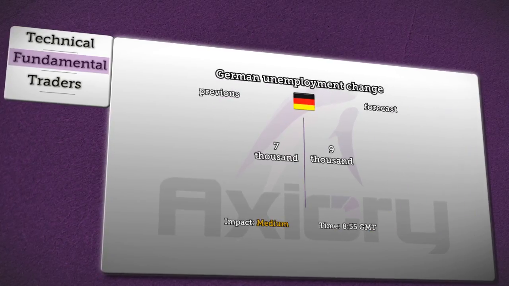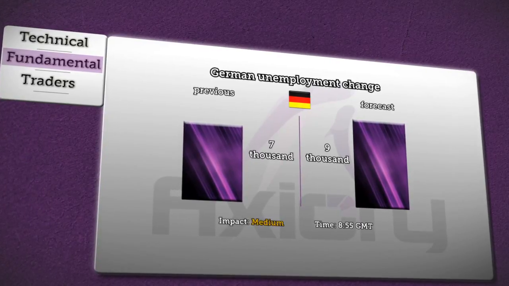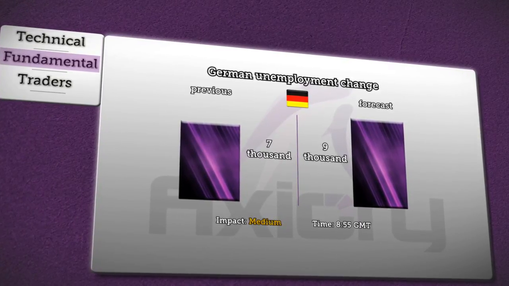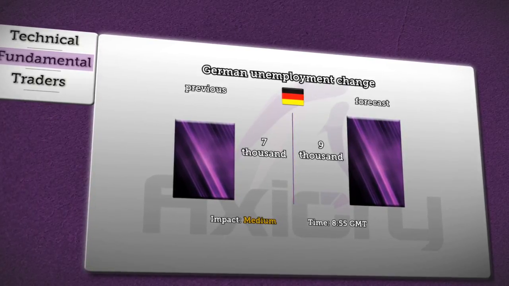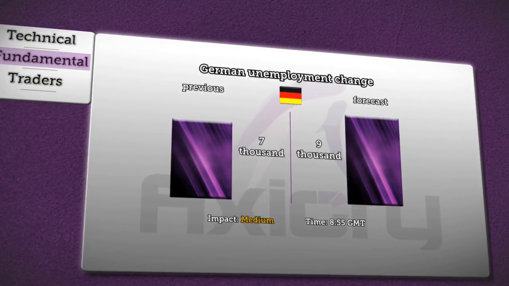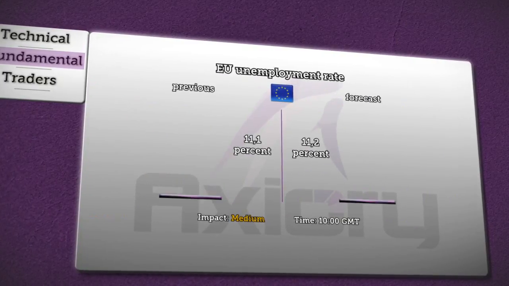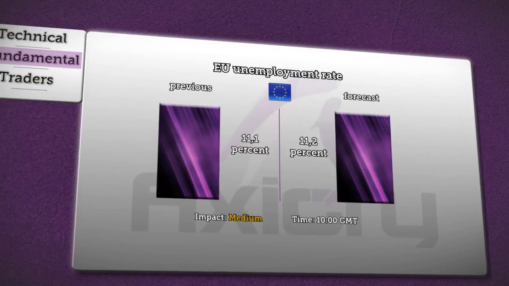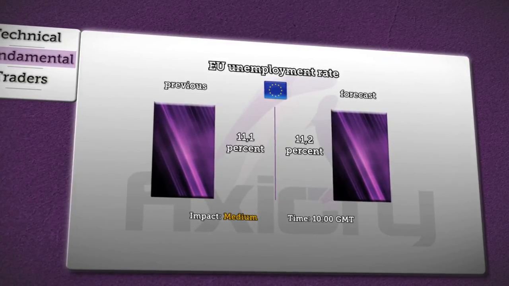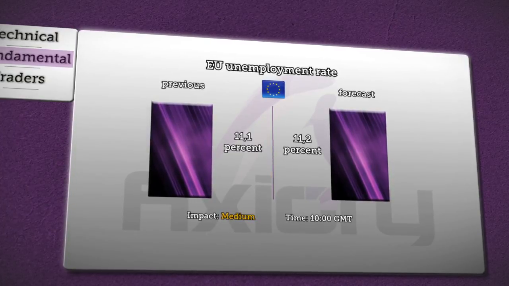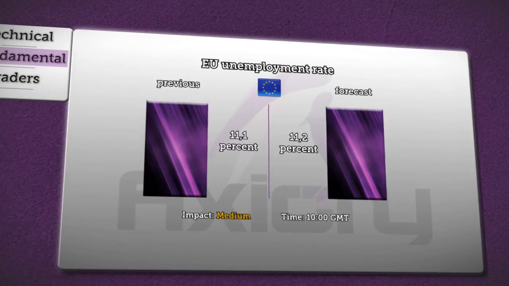Today's first news is going to be published at 8:55 a.m. GMT, and it will concern German unemployment change, which is expected to continue to increase from previous 7,000 to 9,000 people. This news will have a medium impact on the euro. Next news is about unemployment rate in Eurozone released by Eurostat at 10 a.m. GMT. Analysts are expecting slight increase from 11.1 to 11.2%. This news will have a medium impact on the euro.